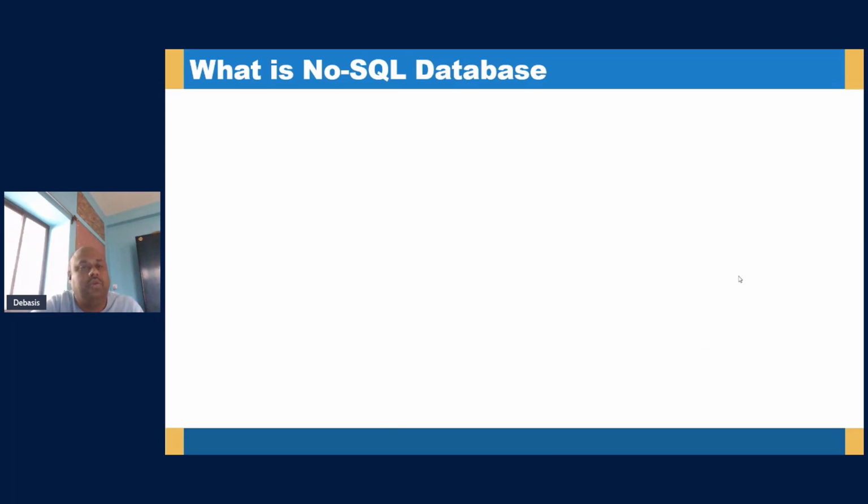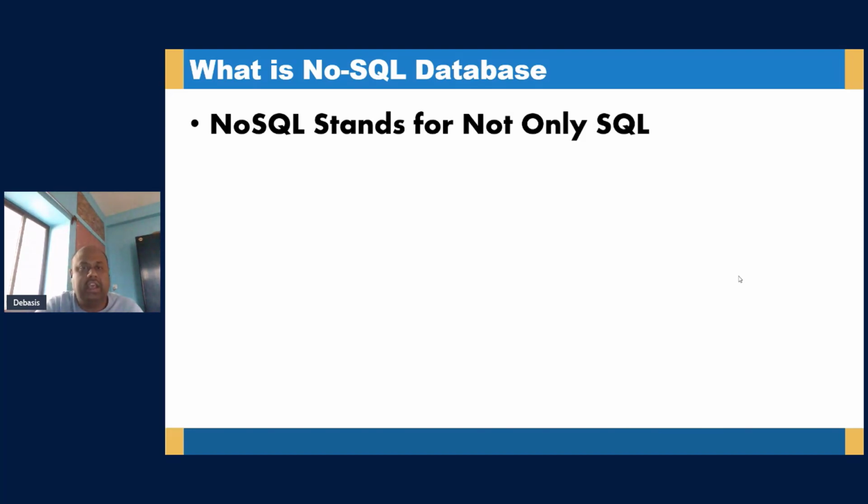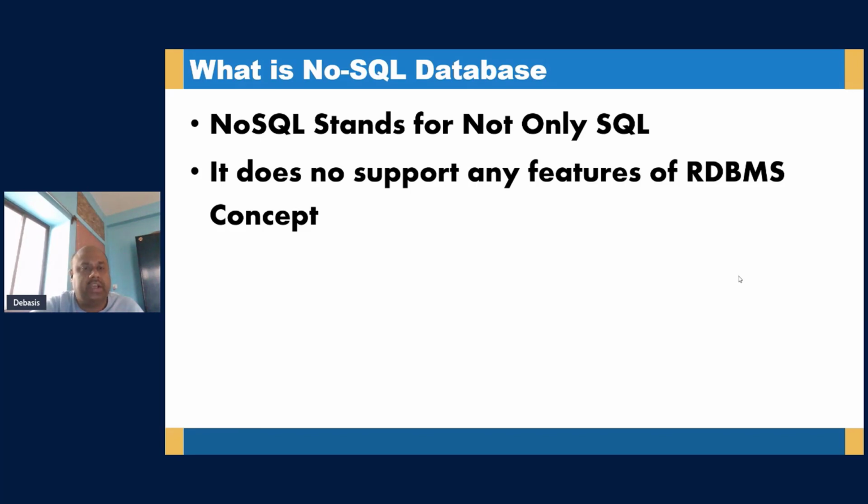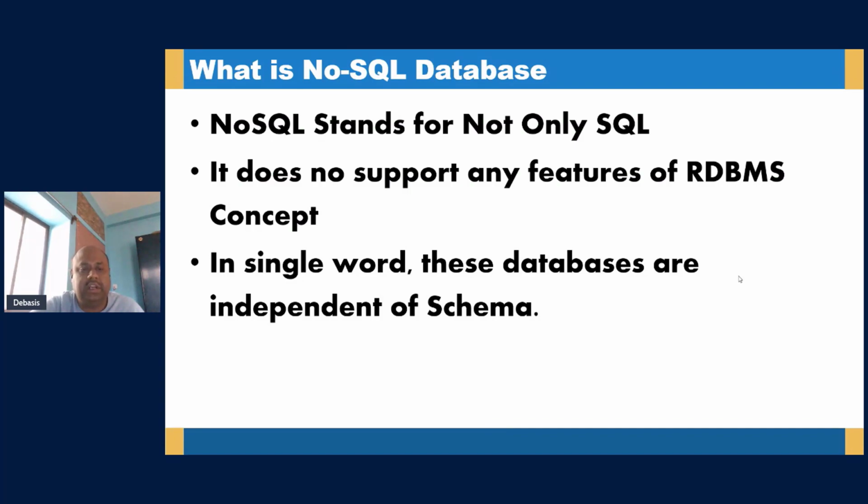At first, we will discuss what a NoSQL database actually is. Normally we have a basic idea of the database concept. A database is basically used to store data in a structured way. Normally those databases are known as SQL-based or structured databases. But NoSQL stands for not only SQL. That means a NoSQL database does not need to store the data always in a structured way. In most cases, NoSQL databases do not support RDBMS features like primary key, foreign key, etc. In a single word, these databases are much more independent of schema or database architecture.